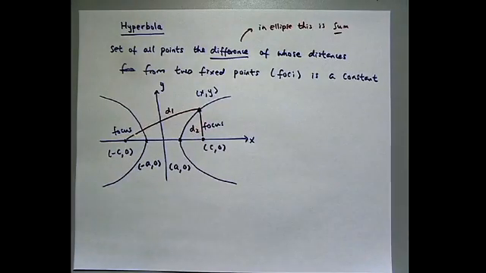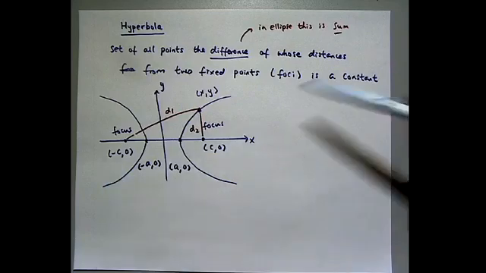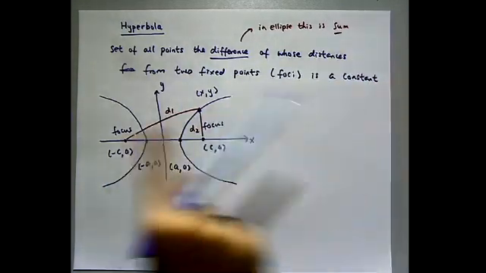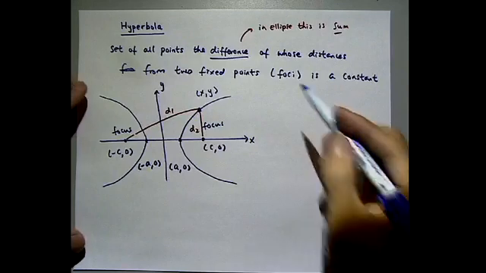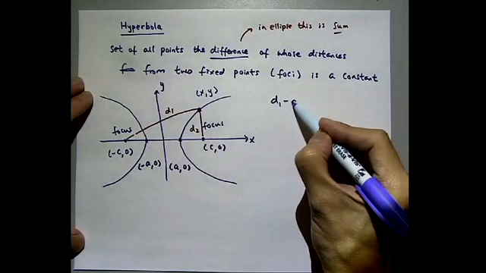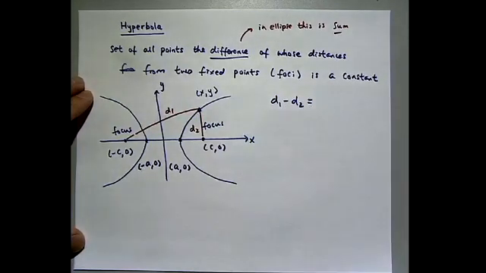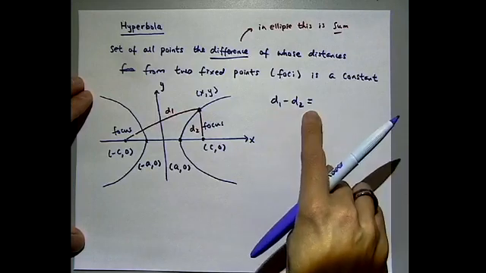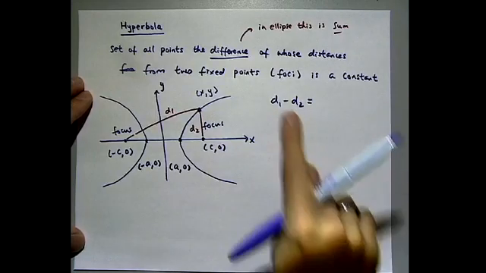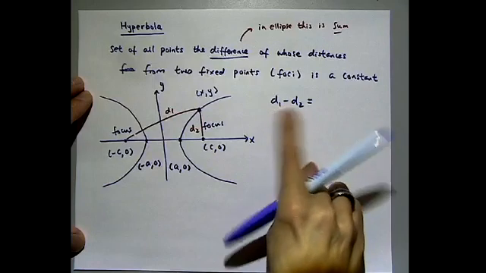Right? This thing has two branches. I can choose either branch to work with. If I choose the right branch, then I can see these two things. So the derivation follows just like the ellipse. This time it's the difference between the two.